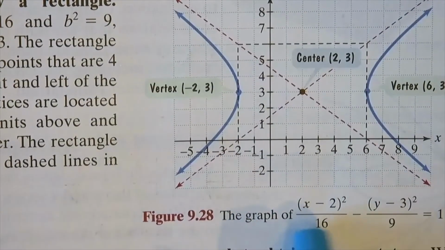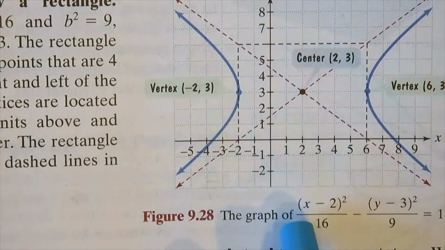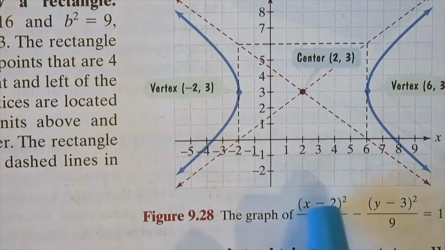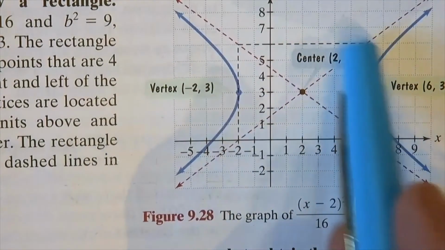What do we got? Here's our equation. Oh, 2, 3. Why is it at 2, 3? X minus 2, y minus 3. That's the center. There's a minus. That's a hyperbola. If that was a plus, we would make an ellipse.